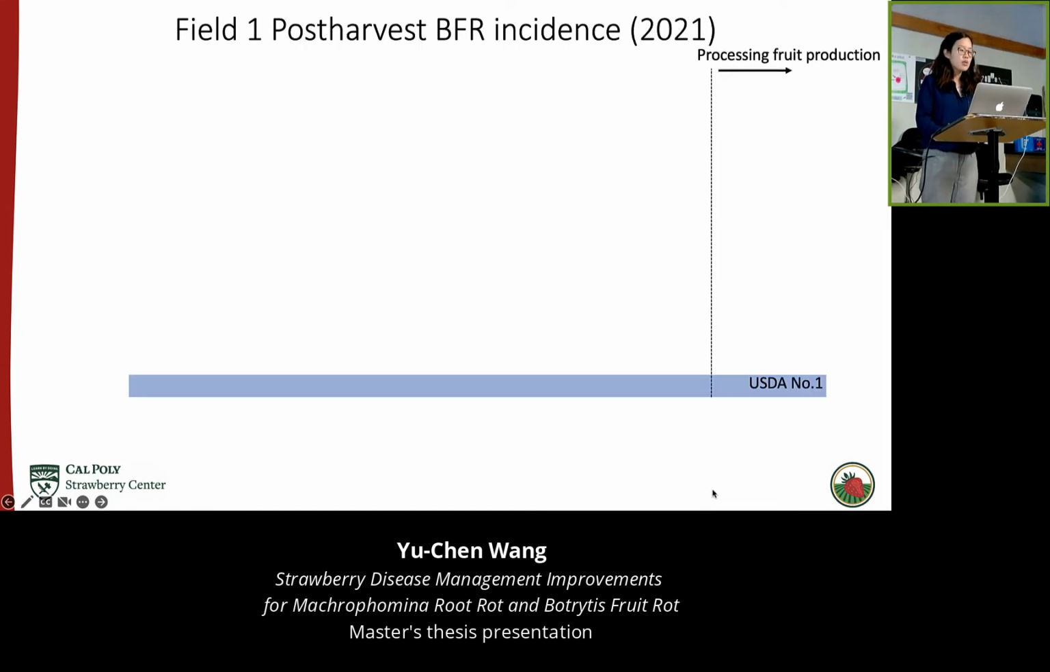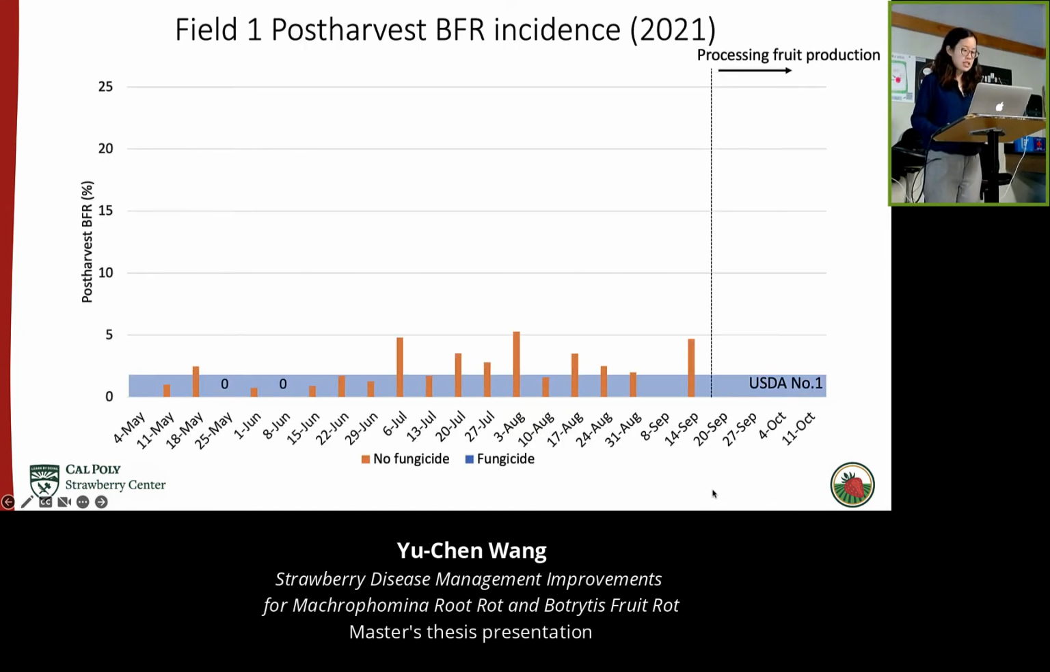And also for the post-harvest Botrytis fruit rot incidence, I marked 2%, which is the USDA #1 standard, with no fungicide in the orange bar and fungicide in the blue bars. Here they are lower than the in-field incidence data, and a lot of them are below 2%. They match the USDA #1 standard, and some go above that, but it's around 5% when they go above 2%.